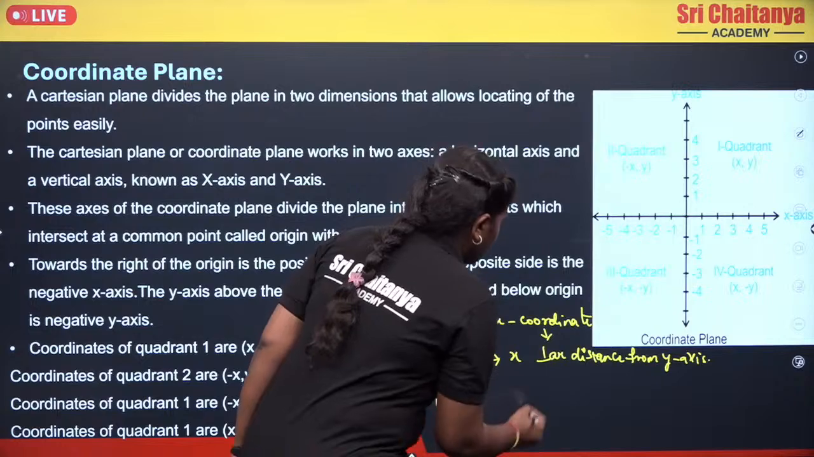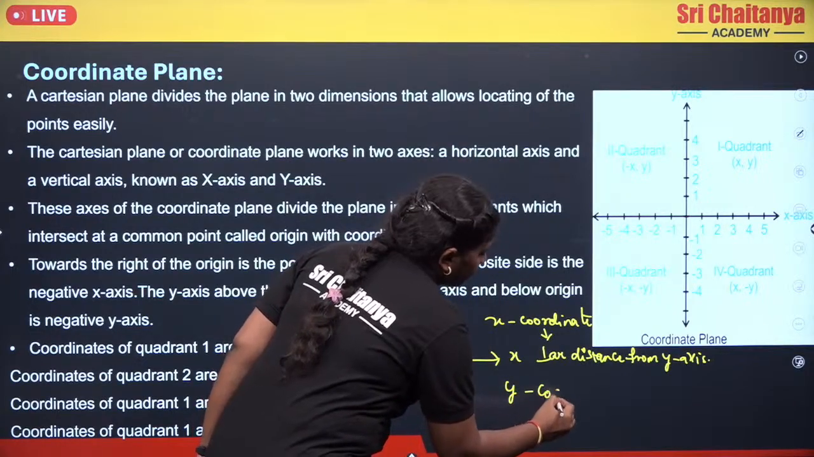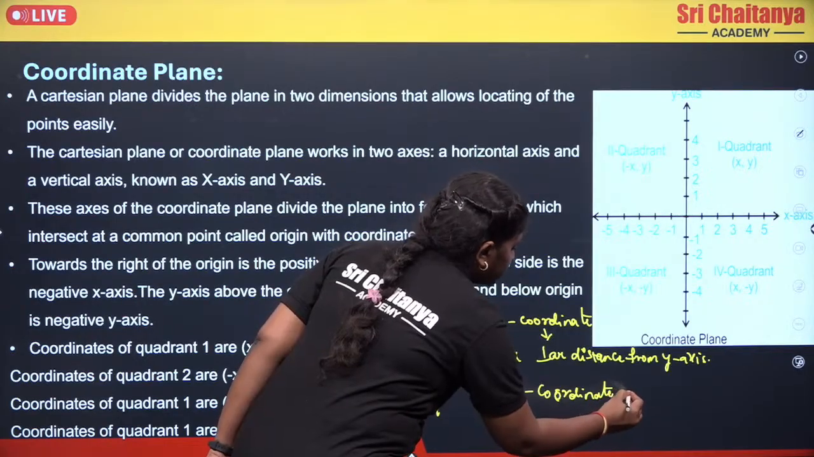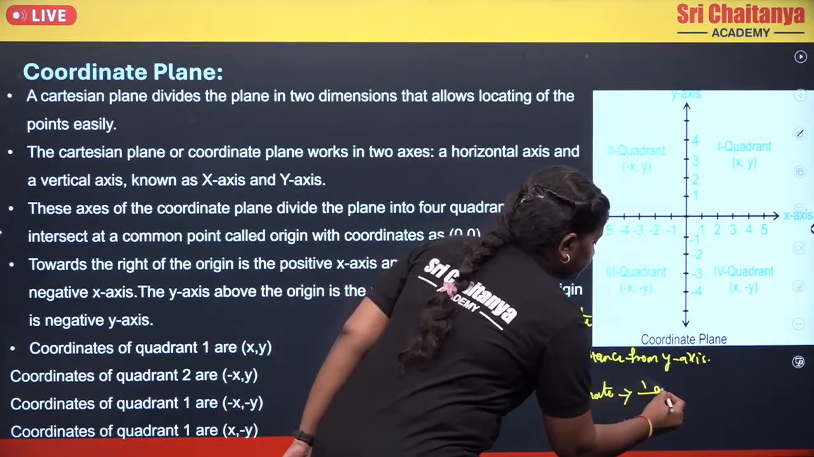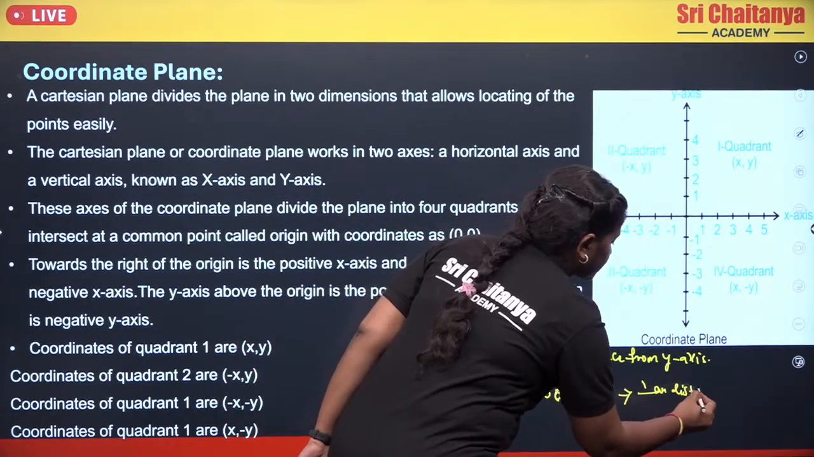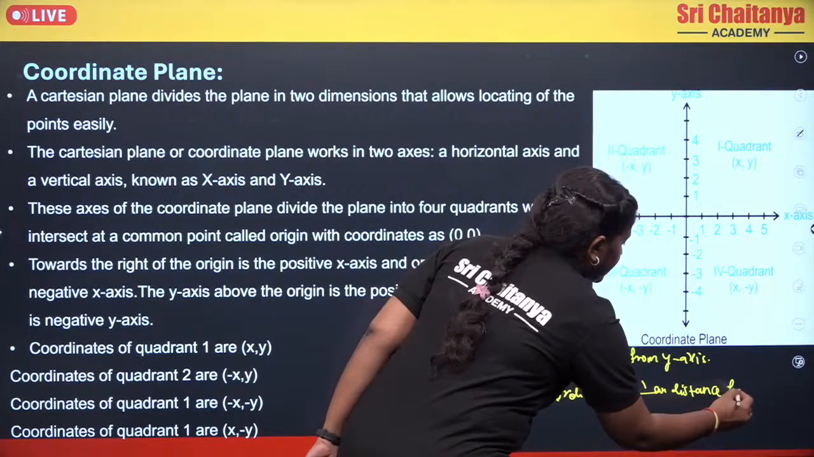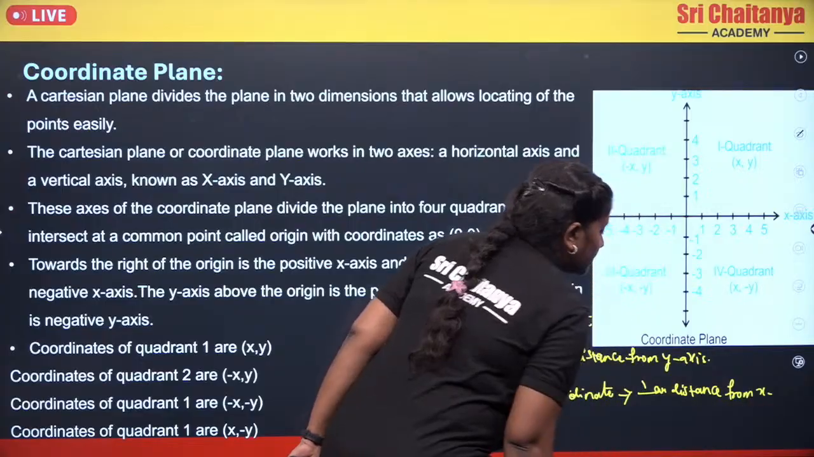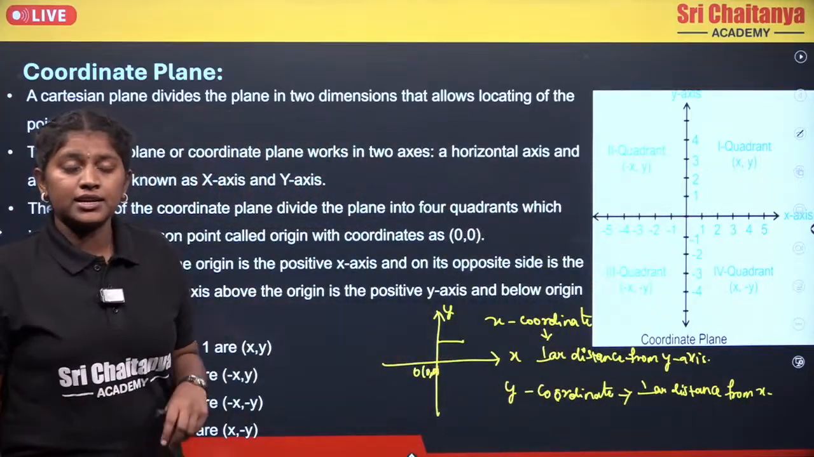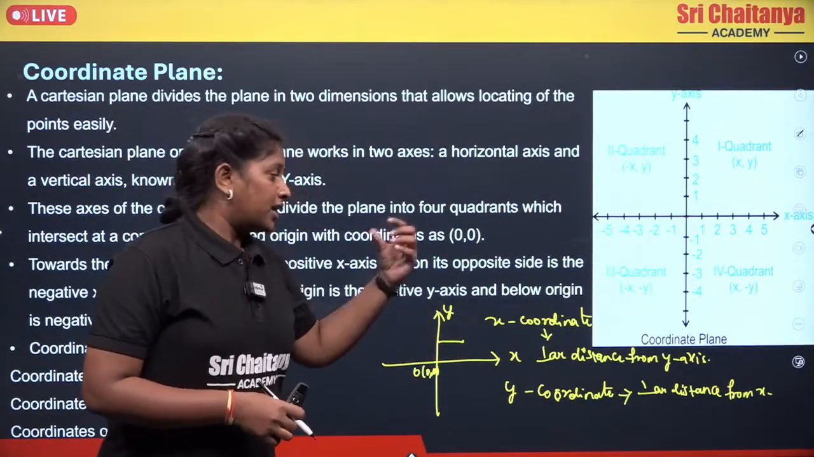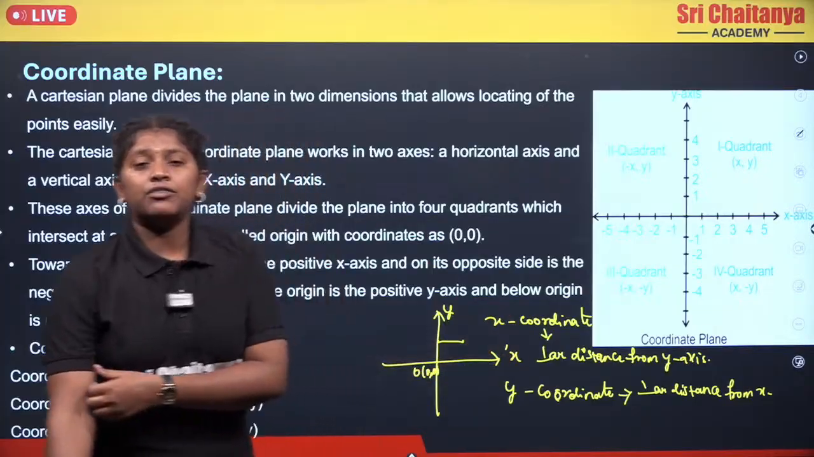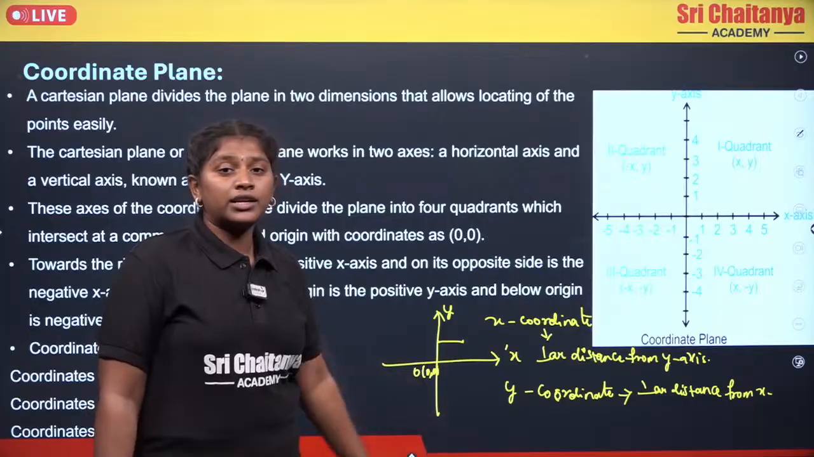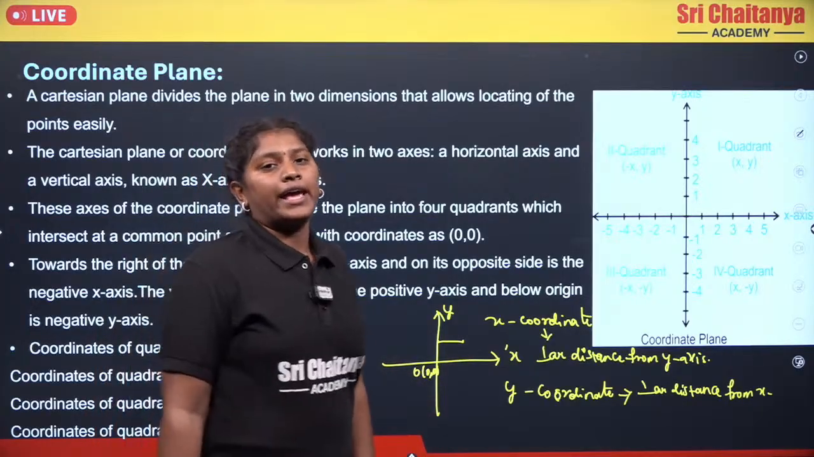At the same time, what will our y coordinate be? The y coordinate is also a perpendicular distance, but it should be from the x axis. Okay, so if you observe clearly, coordinates are nothing but your perpendicular distances. Your x coordinate is the perpendicular distance from your y axis, and the y coordinate is the perpendicular distance from your x axis.